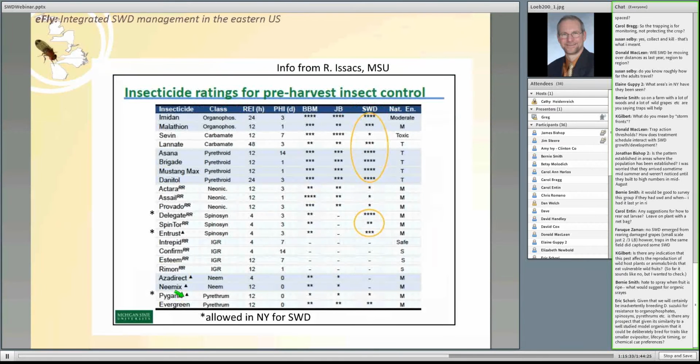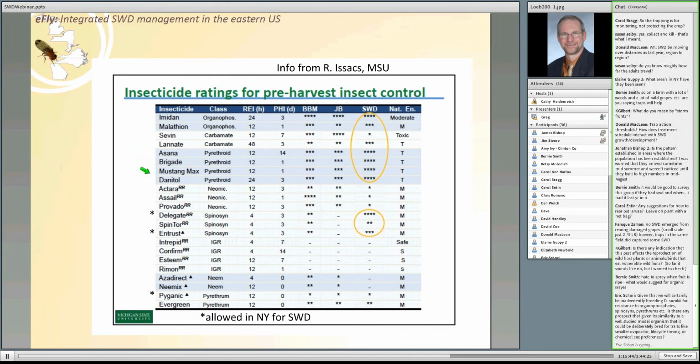Summarizing the work of Rufus and some others, as I mentioned, some of the broad spectrum insecticides, the OPs and the pyrethroids in particular, are effective. The neonicotinoids have not been particularly effective. The spinosyns, Delegate in particular, and Entrust have been effective materials.